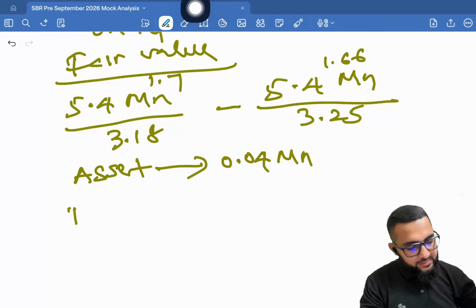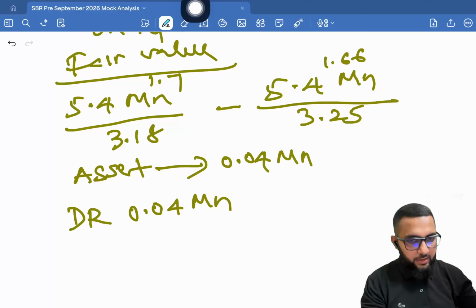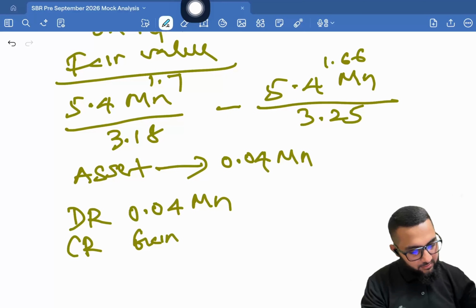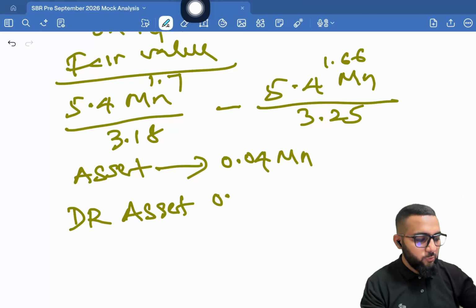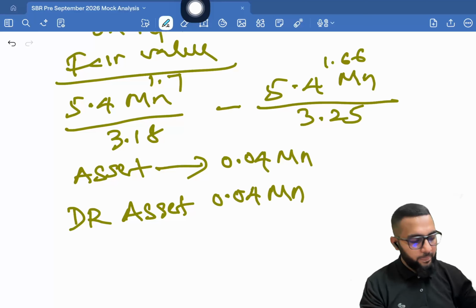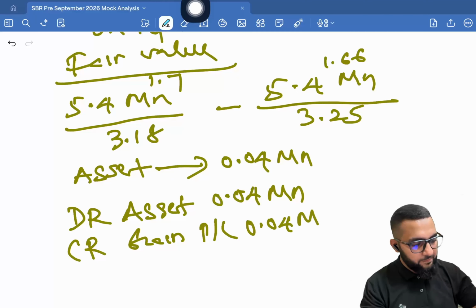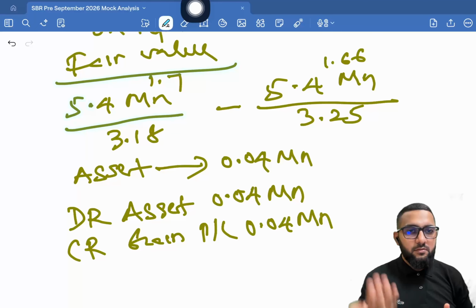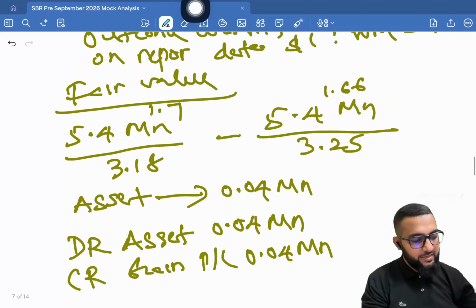Now, since the derivative asset is debited by 0.04 million, the credit will be the gain. Debit asset 0.04 million, credit gain to P&L, 0.04 million. Had it been a liability, credit the liability and debit the loss. So in this case, it's an asset, and it's a gain.